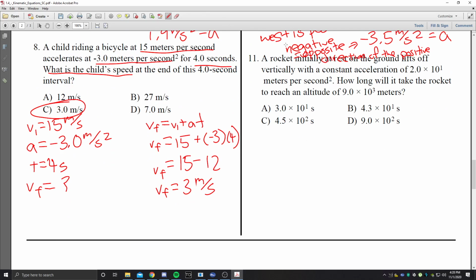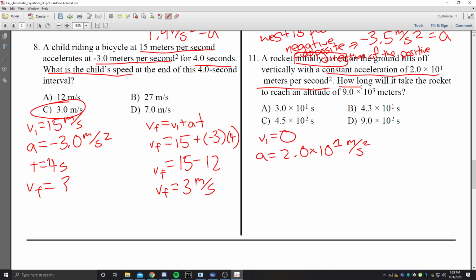11. A rocket initially at rest. So there's something covering this. I apologize, but it does say initially at rest there. So initial velocity is 0. On the ground, it lifts off vertically with a constant acceleration of 2.0 times 10 to the 1 meters per second squared. So that's your acceleration, and you know it's acceleration just by the units alone, meters per second squared.